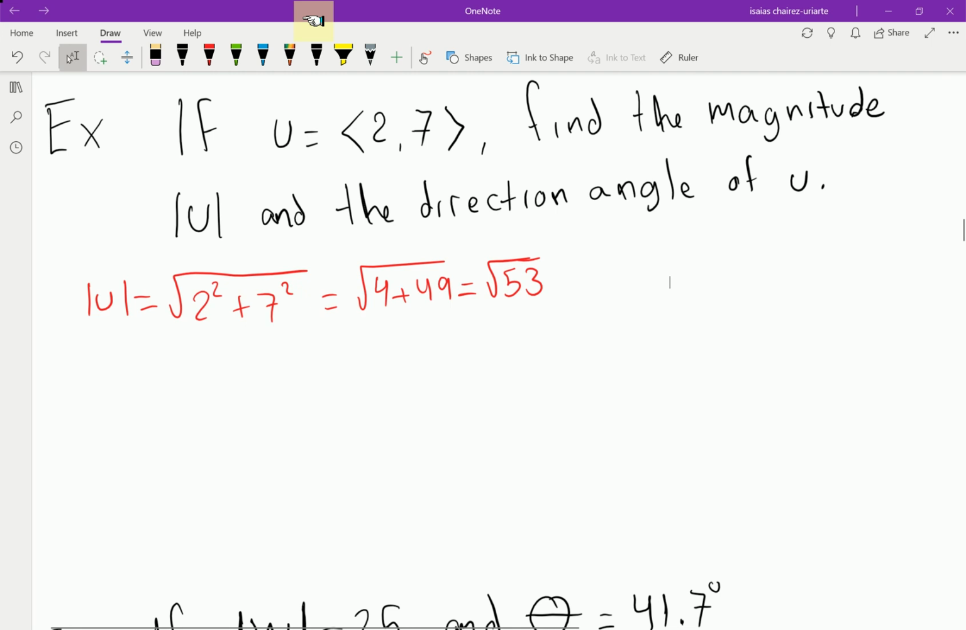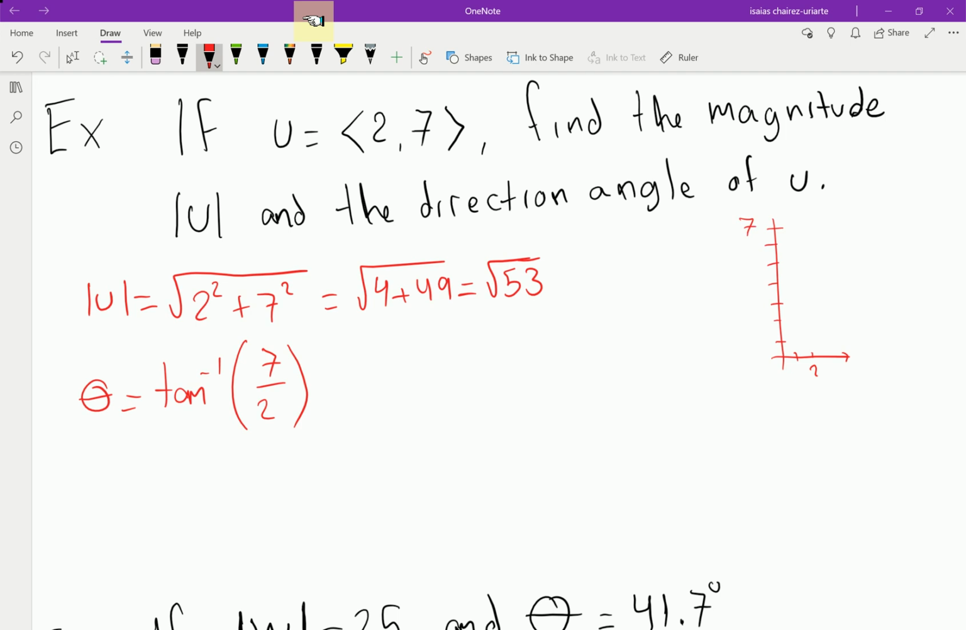Okay, next we have to find the direction angle of u. So theta is supposed to be equal to tangent inverse, and in our case it's going to be 7 over 2. Here what I should have done is drawn a little picture of what's going on so that you get an idea. So I have 1, 2, 3, 4, 5, 6, 7.